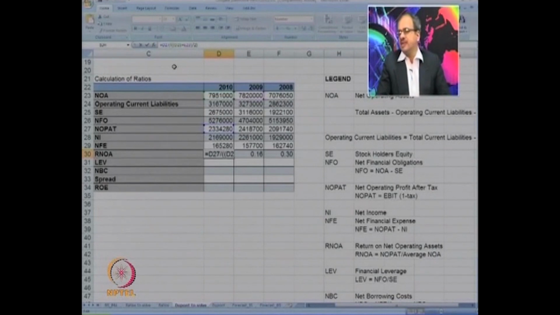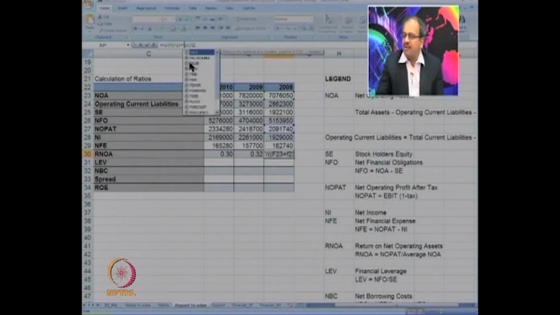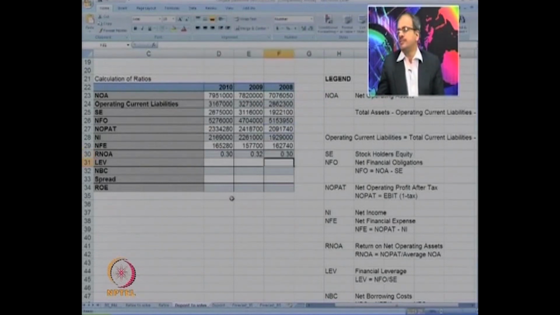I hope now it's clear. What we are trying to do is, for RNOA, we take the NOPAT which we have already calculated, net profit after taxes but at operations level, and we divide it by the average of NOA for 2 years. So we have taken 2 years' figures and divided by 2. For the last figure there is a problem because we don't have the earlier year's figure, so we are not taking the average as far as 2.8 is concerned.